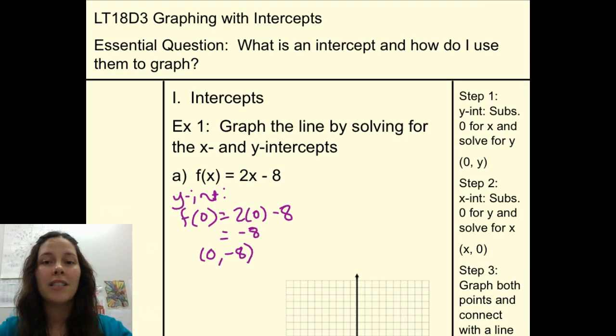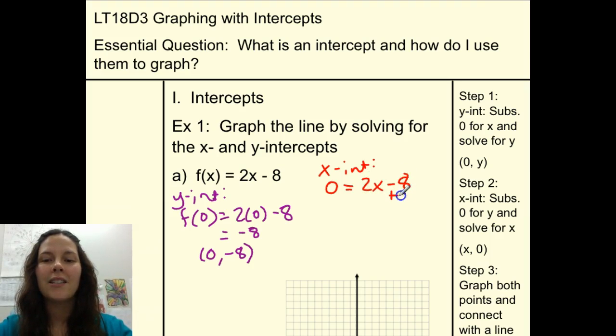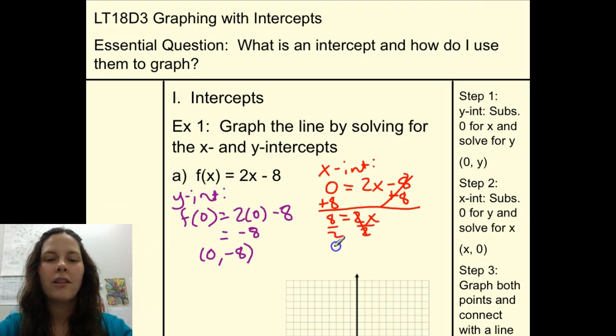Now we're going to do something similar to solve for our x-intercept. This time we're going to replace the y with 0. f of x is simply notation for y, so the whole thing turns into a 0. There's no f and there's no x on the left-hand side. Solving for x, we're going to add 8 to both sides. On the right-hand side, the minus 8 and plus 8 cancel. Next, we're going to divide both sides by 2 to cancel the 2 on the right-hand side, and we get an x value of 4.